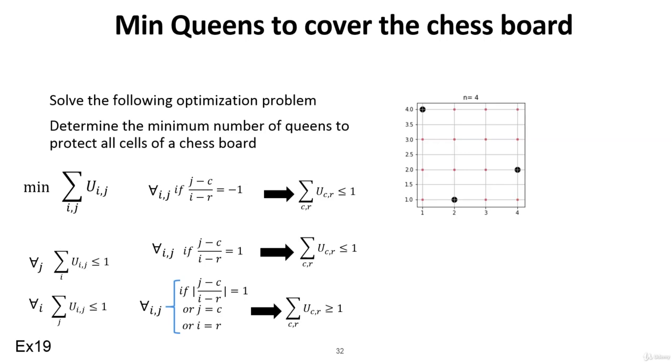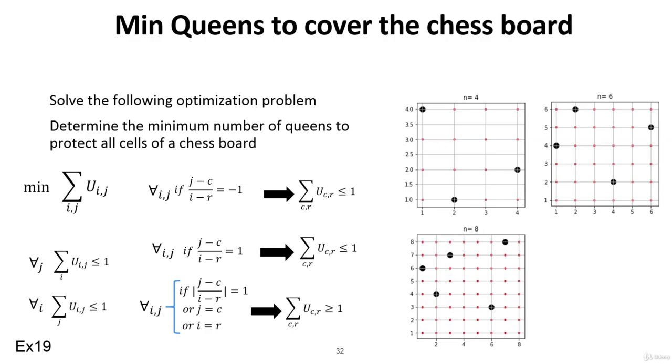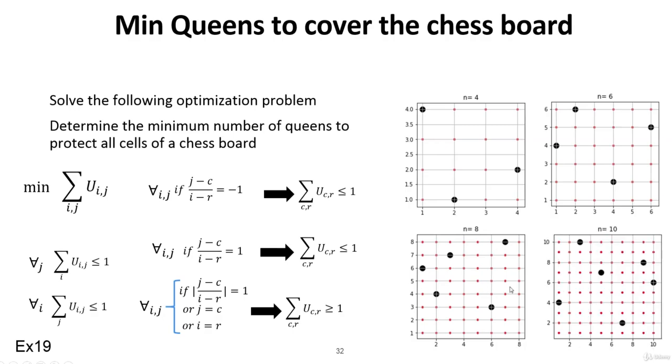If we solve that, we can see the results for the 4x4 case. If n is 4, then the solution is that. And we can also test it for a bigger chessboard, 6x6 or 8x8, the traditional one. The 8x8 chessboard can be protected by only 5 queens. And if we make it bigger, let's make it 10, then it can be protected by 6 queens.